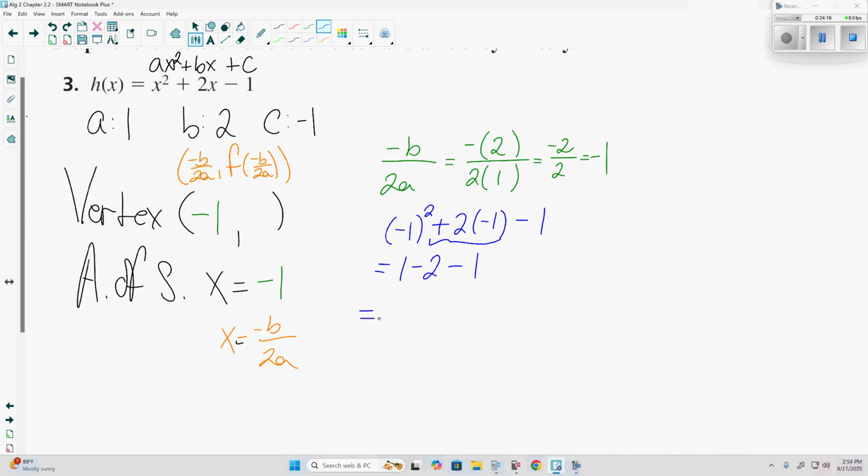Now, for the most part, we do work left to right. But what is 1 minus 1? So that would just leave us with what? Negative 2. So sometimes we can move these around as long as we keep the signs the same. We don't mess with it too much. If we just worked left to right, 1 minus 2 is negative 1. Negative 1 minus 1 is negative 2. We get to the same answer. So that tells us the y value of the vertex is negative 2.